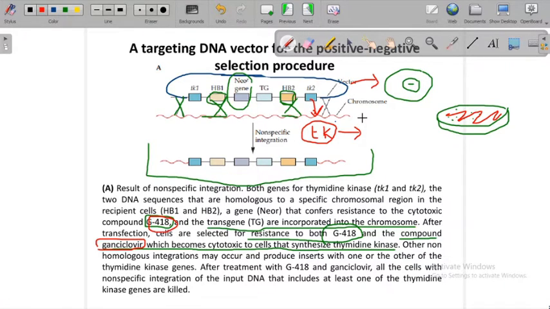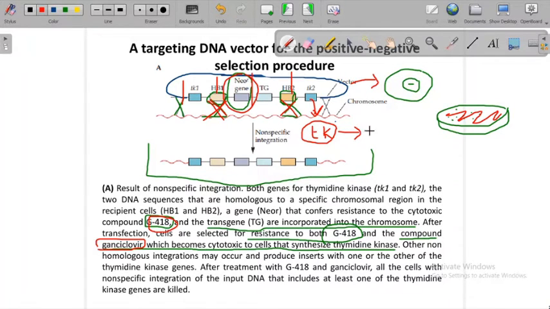So what happens if there is only recombination on the homologous site? Then which cells will survive on the media? Those cells in which the chromosome is properly integrated with the vector, only that part. If there is an insertion of any TK gene, the cell will not survive. And if there is an absence of the neomycin resistance gene, of course the G418 compound will kill the cell.